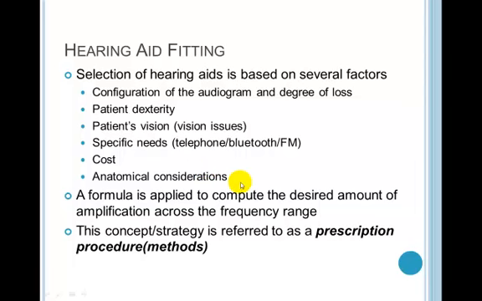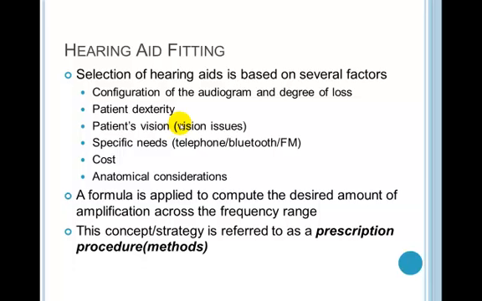Also, just different fit. Maybe we have very, very tiny ear canals or other issues that would cause us to make different selections. So that list is all factors that we consider as an audiologist when fitting a hearing aid.